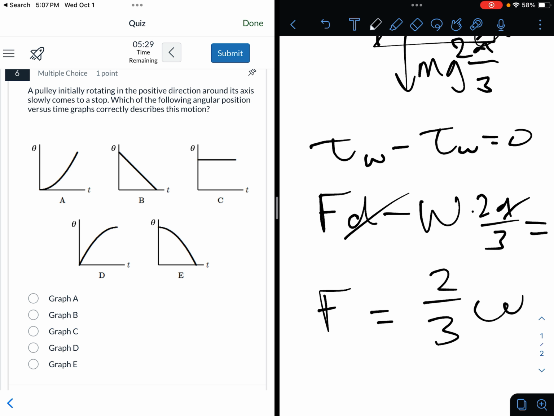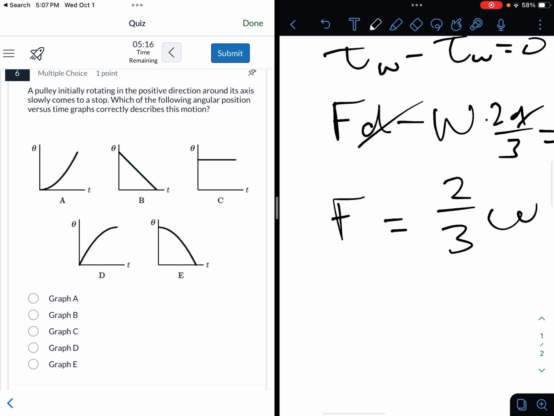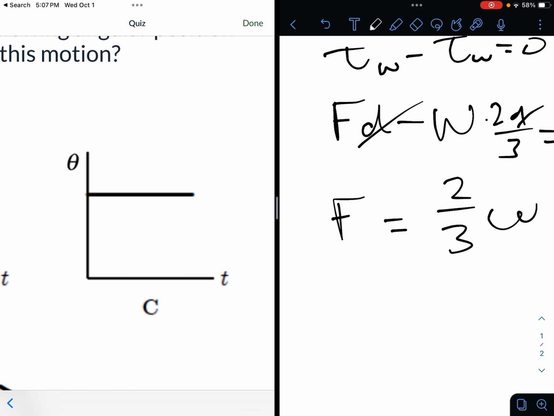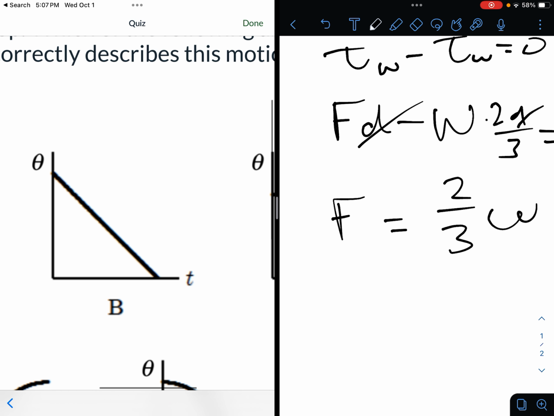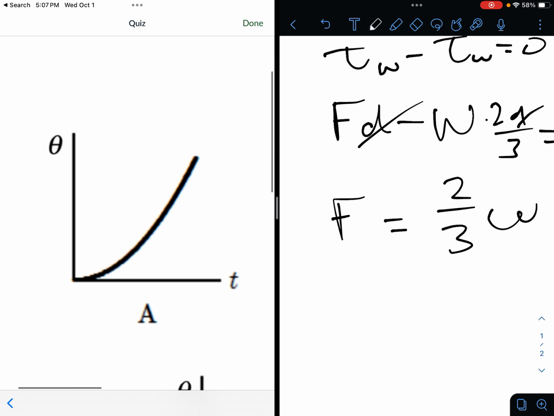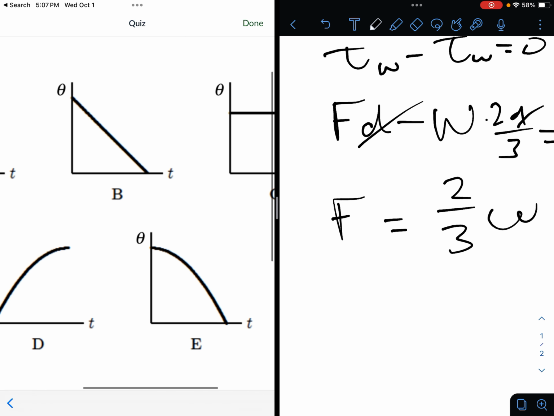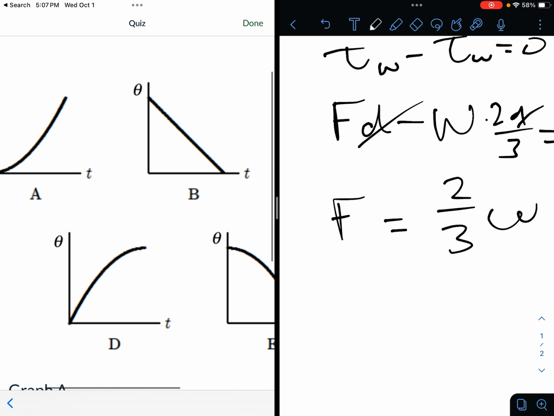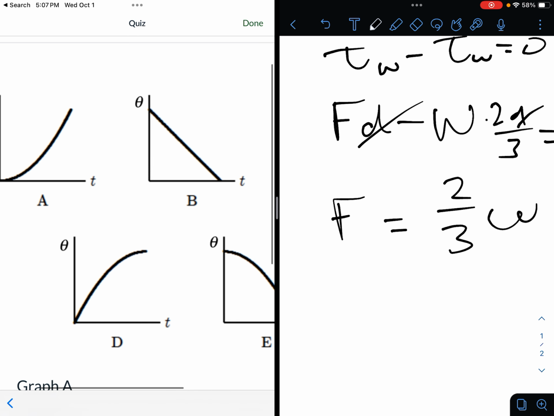A pulley is initially rotating in the positive direction and slowly comes to a stop. These are all theta versus time graphs. The slope of theta versus time is the angular velocity, so when is the slope flatlining to 0? Graph C is completely at rest. Graph B is a constant angular velocity, which is not going to be slowing down. Graph A is really the same as graph E, but in the opposite direction. One is speeding up positively, and the other is speeding up in the negative direction, I should say. That's a more apt description.